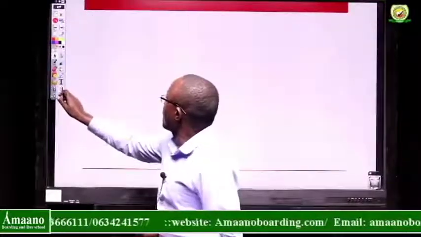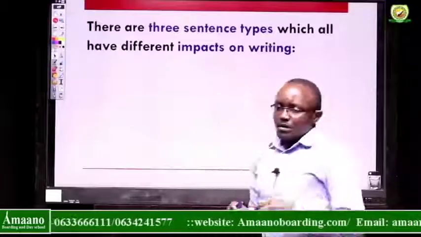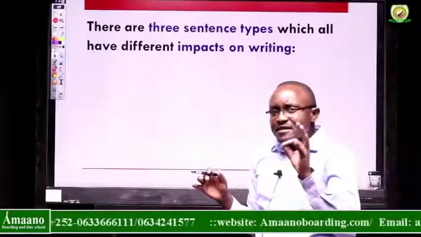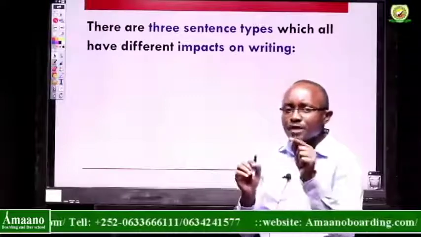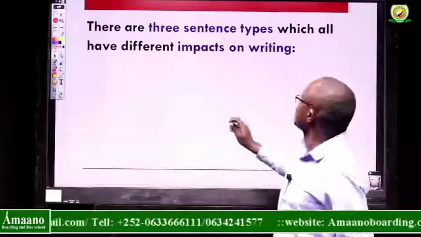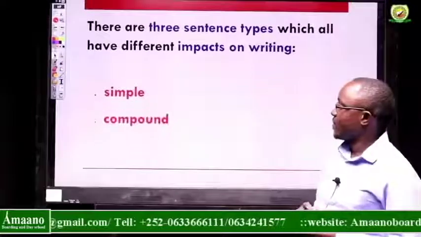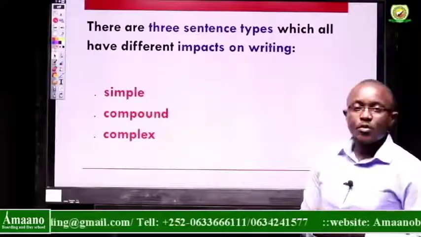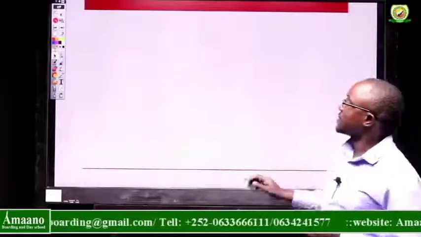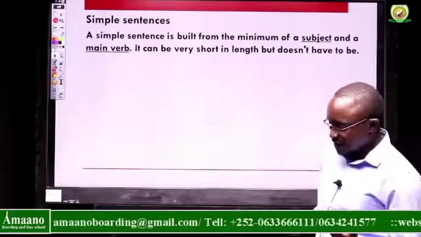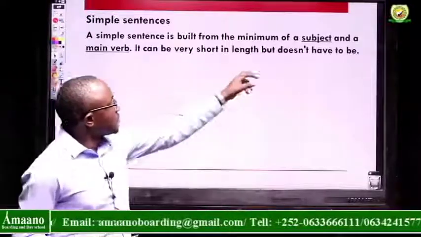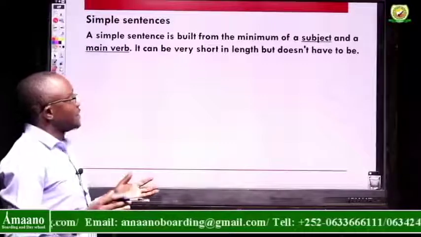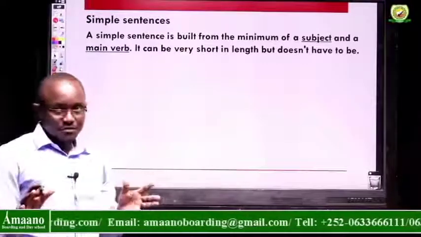Now, we have three different sentences. I know this one we learned way back in Form 1, but I want you to focus on how they work when writing. So we have the simple sentence, we have the compound sentence, then the third one is the complex sentence. So let's look at the first one. Okay, a simple sentence. The name simple sentence, as it sounds, is simple, but what does it have? It's built to have a subject and a main verb. It doesn't necessarily have to be short.